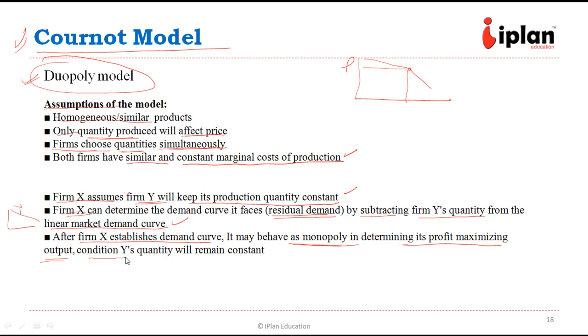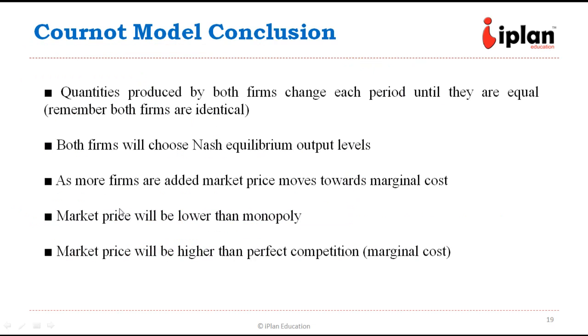The assumption is that Y's quantity will remain constant. Although this assumption is not very practical, still the Cournot model gives us some idea where there are only two firms in the oligopoly. Now let us look at the conclusions of this model.